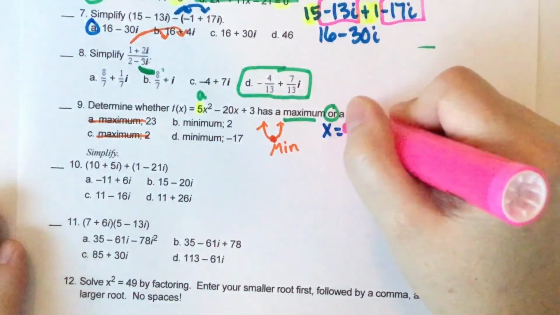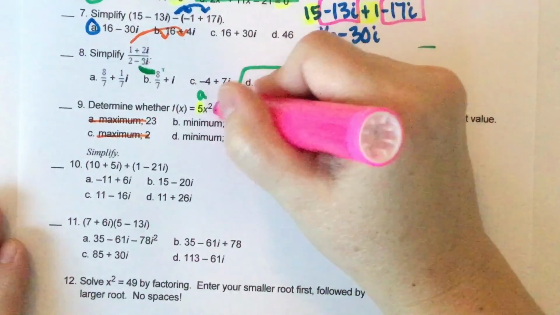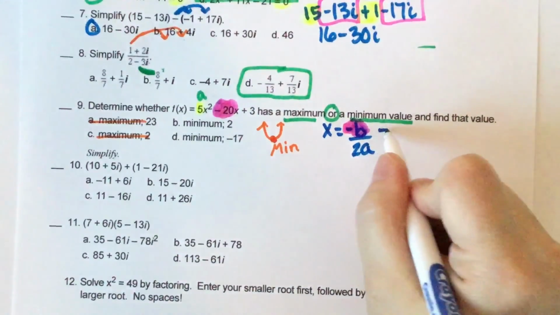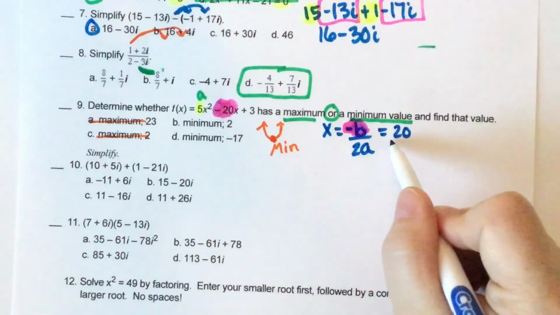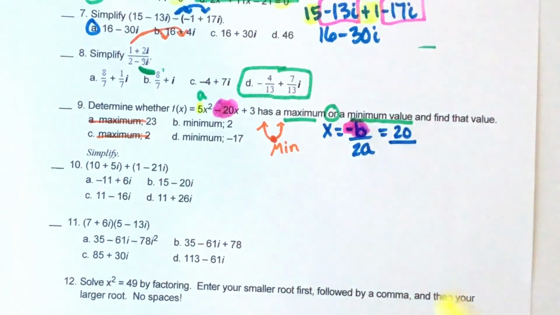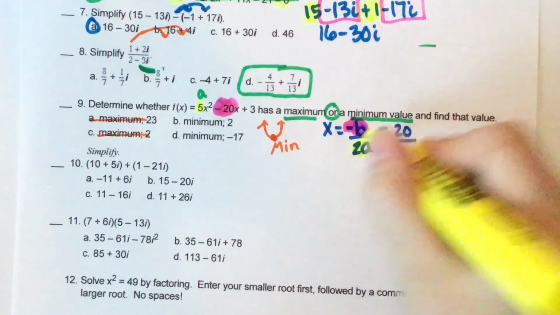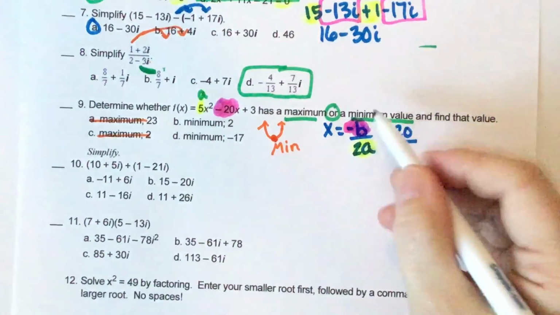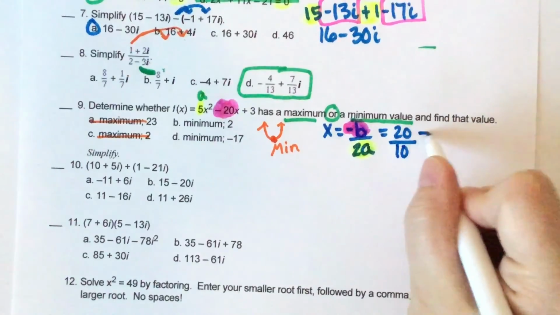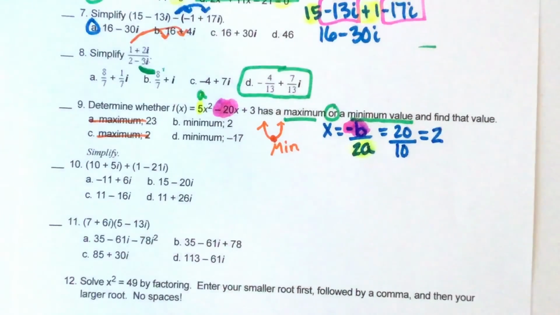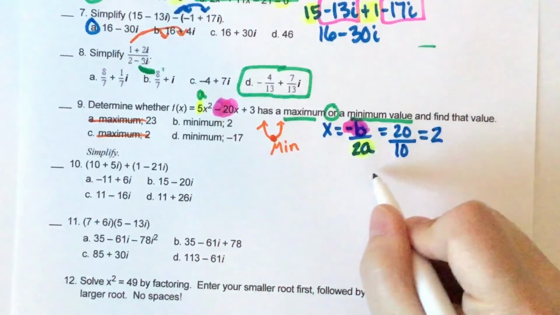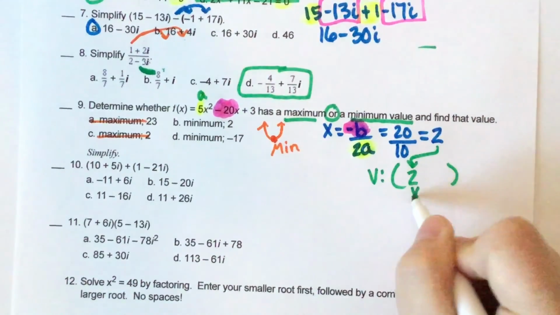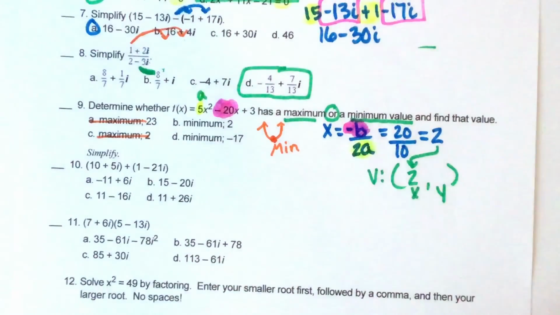So when I go to take the opposite of B, I'm taking the opposite of a negative 20, and the opposite of a negative 20 is a positive 20. Then I'm going to divide by 2 times my A. So when I take 2 times A, I'm taking 2 times 5, and 2 times 5 is 10. And when I divide that, I get 2. All right? So that's my axis of symmetry. It is also the x-coordinate to my vertex. I just now need to find the y.